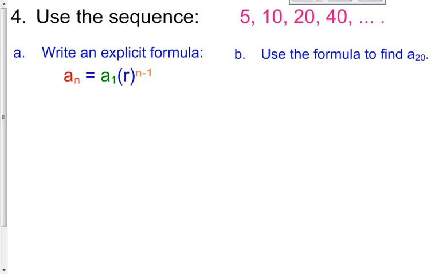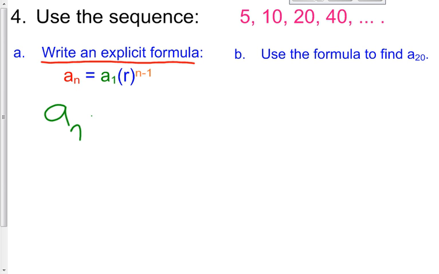Let's use this sequence, 5, 10, 20, 40, so on and so forth. Okay? Write an explicit formula. So what we're trying to find here, class, is a formula that we can use to easily find the 7th term or the 12th term or the 100th term or any term that we want to find. Okay? So a sub n is the value of our last term.